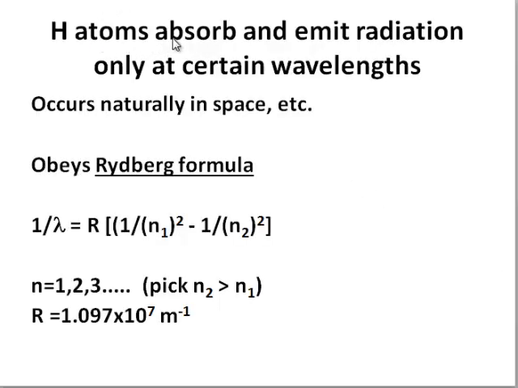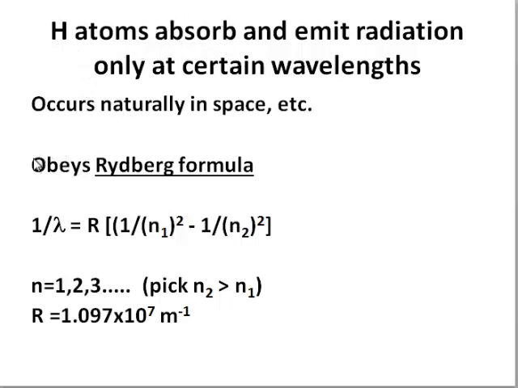It's an observed property of hydrogen atoms that they only absorb and emit radiation at certain wavelengths. This occurs naturally in space. Hydrogen atoms are found naturally occurring in space, in our star, and in interstellar space. So one place that these wavelengths were observed was in astronomy, where hydrogen atoms emit radiation. And also there are laboratory experiments where you take H2, break it down into hydrogen atoms, and chemists have seen that hydrogen atoms absorb that radiation as well.